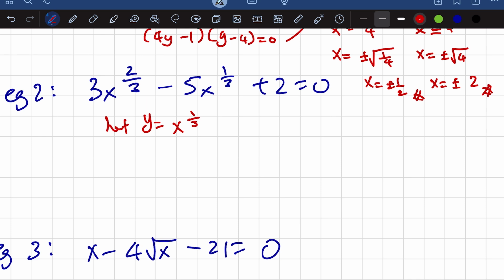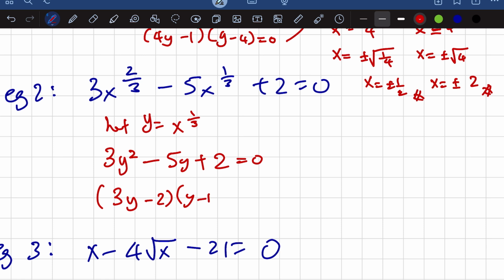If we substitute that in, we're going to have 3y squared minus 5y plus 2 equals 0. From here, we can factorize it as per usual, because this looks like a quadratic. So 3y minus 2, y minus 1 equals 0. And we go ahead and solve for y. So y equals 2/3 and y equals 1.